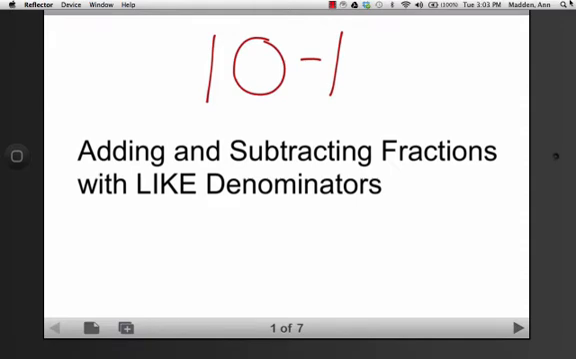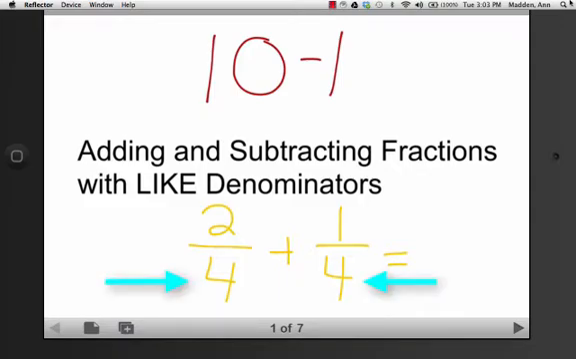Tonight we're going to be talking about adding and subtracting fractions with like denominators. That would mean I would have a fraction like 2/4, and I would add them or subtract them, and 1/4. Both denominators would be 4.